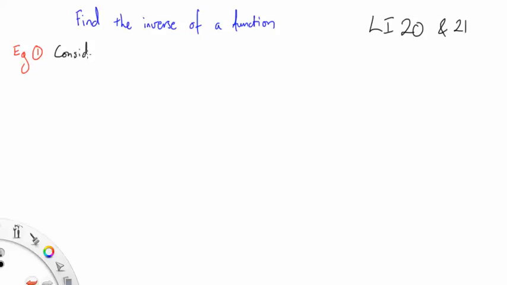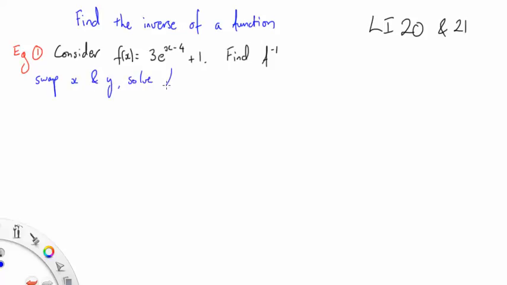So a question might look at something like this. So consider f of x equals 3e to the x minus 4 plus 1, and it will say find f negative 1, which means find the inverse function. Here's the function. It's asking us to find the inverse function. I'll remind you what this means, but I'll just show you the process first. So the way you do this is you swap x and y and then solve for y. Swap x and y, then solve for y.